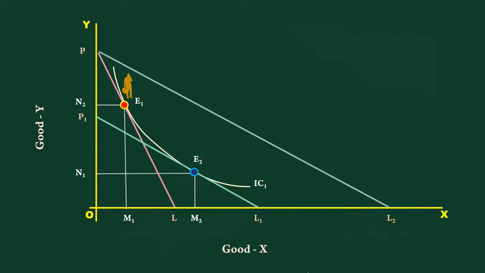He moves down along the indifference curve 1 by substituting M1, M2 units of good X in the place of N1, N2 units of good Y. The net result is, after a fall in price of good X, the consumer buys more of it. This is purely because of relative cheapness of good X. This is known as Hicksian substitution effect.